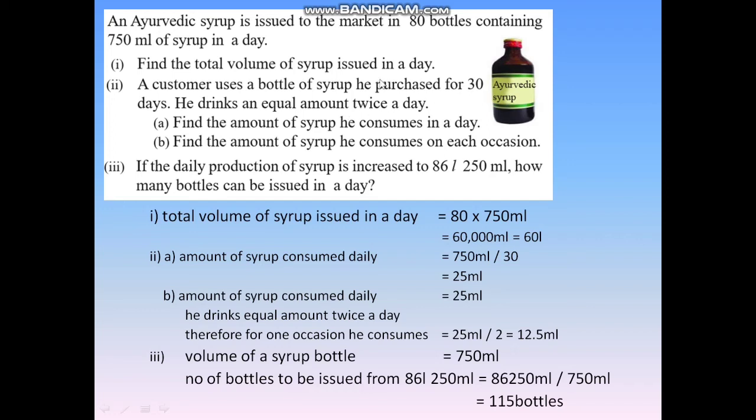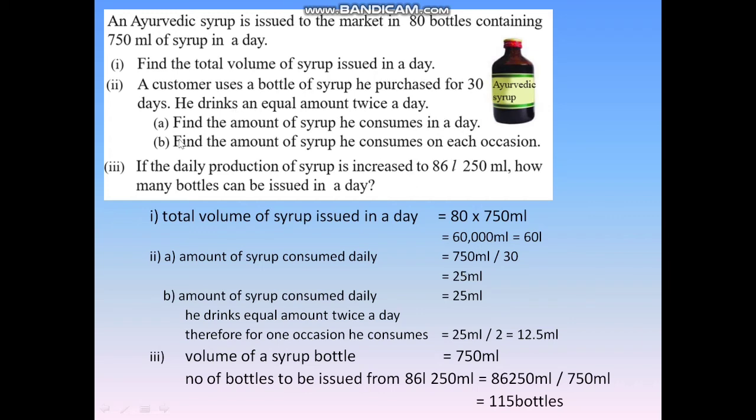That means a customer is buying this syrup bottle and he is using it for 30 days. And also he is consuming this syrup twice a day. Find the amount of syrup he consumes in a day. So simply we can divide 750 milliliters by 30. Then we get the answer as 25 milliliters. The amount of syrup he is consuming in a whole day is 25 milliliters.